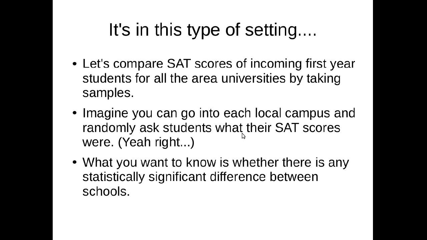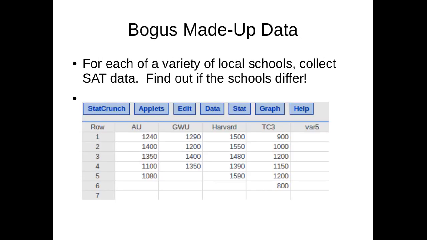So it's in this type of setting. Let's compare SAT scores of the incoming first-year students for all area universities by taking samples. So let's imagine you can go into each local campus and randomly ask students what their SAT scores were. Yeah, right, of course that's not going to work. We're going to pretend. What you want to know is whether there is any statistically significant difference between the schools. So this is completely made up, bogus data.